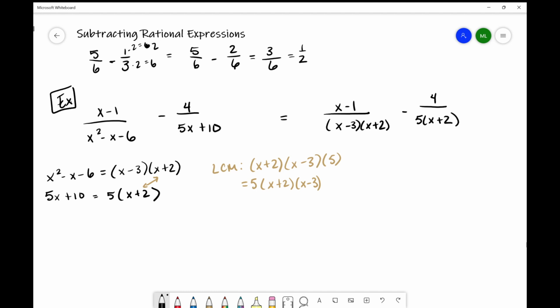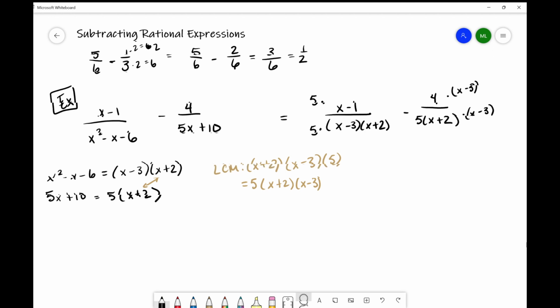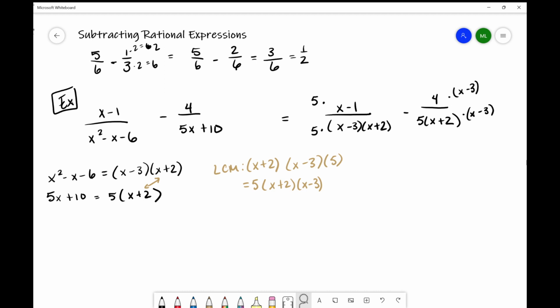So for the least common multiple, I want it to look like 5 times (x plus 2) times (x minus 3) on both denominators. For the first fraction, I just have to multiply that one by 5, and what I do to the bottom, I also do to the top, so multiply the top by 5. And for my second fraction, I just need to multiply that one by x minus 3, and what I do to the bottom, I will also do to the top. Go ahead and follow my equal sign for the rest of it.